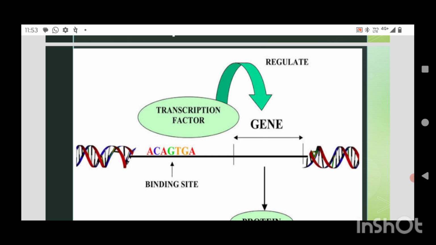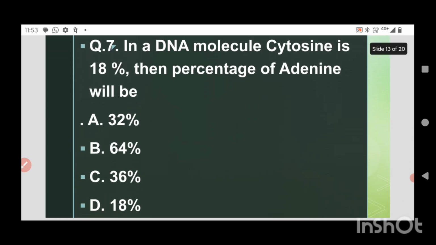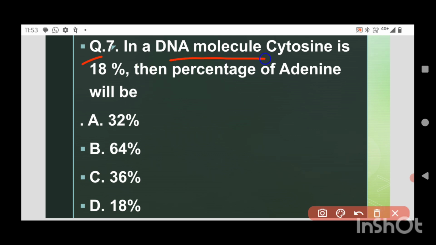Okay, now the next question is question number 7. It is said that in a DNA molecule cytosine is 18%, then the percentage of adenine will be: option A, 32%, option B, 64%, option C, 36%, and option D, 18%. Then what will be the correct answer? The correct answer is option A, 32%.